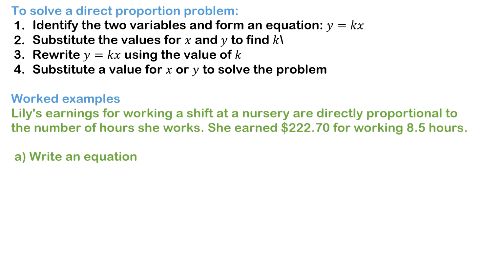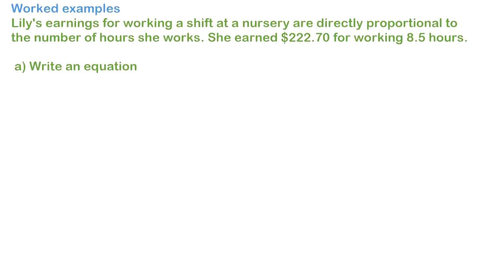Once we've done this, we need to go back to the original equation we wrote and rewrite it, but this time we change the k to the value we found it to be. The last step is, usually you substitute some value for x or y to solve the initial problem. That seems like a lot, so I'm going to go through an example to help you out.